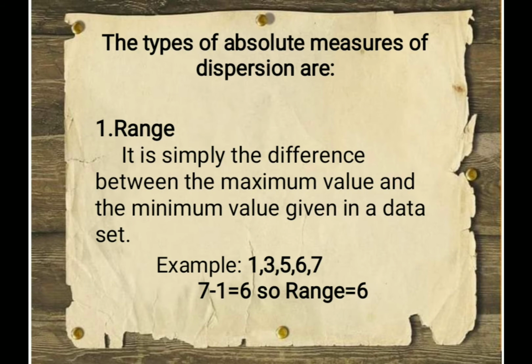1. Range. It is simply the difference between the maximum value and the minimum value given in a data set. Example below. We have here 1, 3, 5, 6, and 7. So, the maximum value is 7 minus the minimum value, which is 1. So, the answer is 6. So, 6 is the range here.